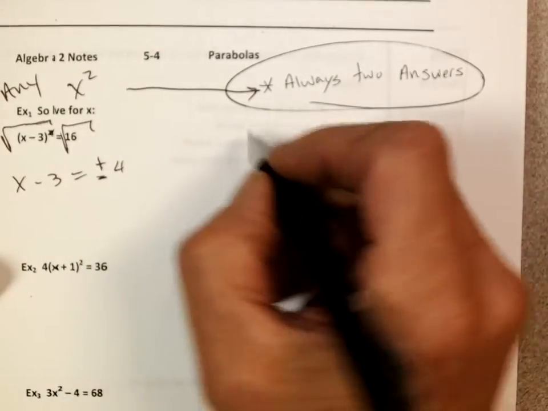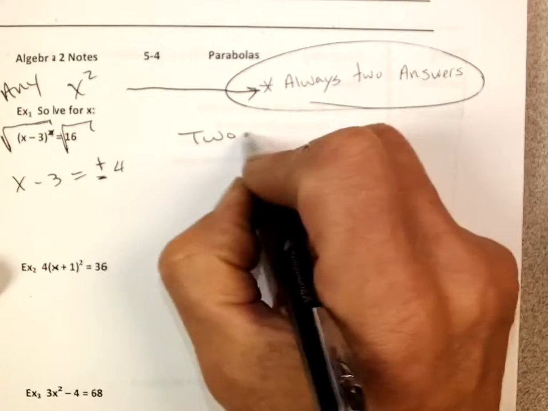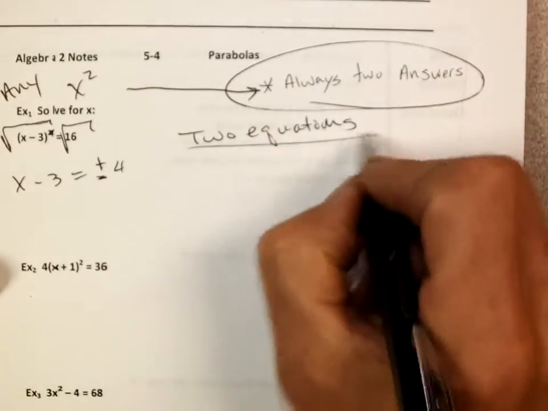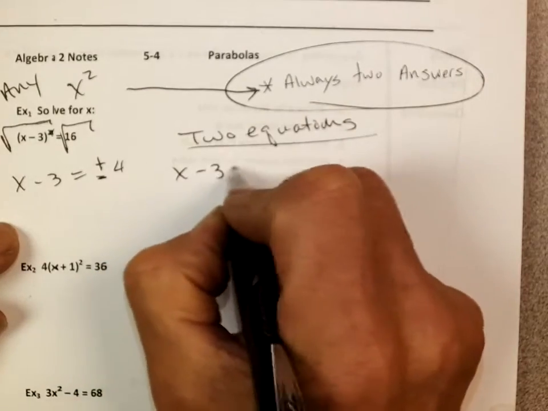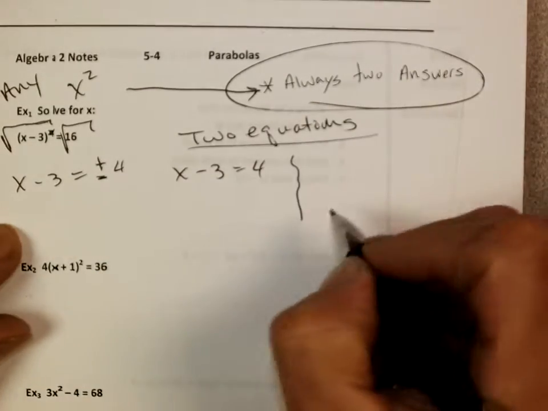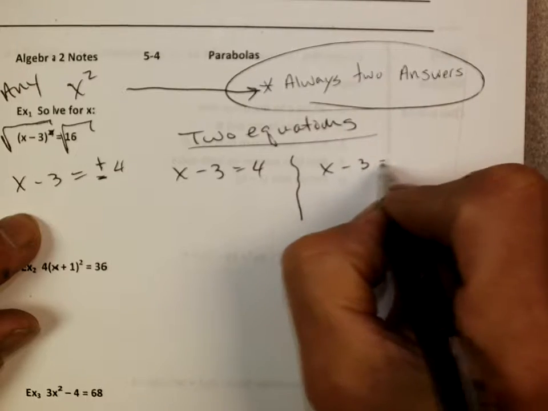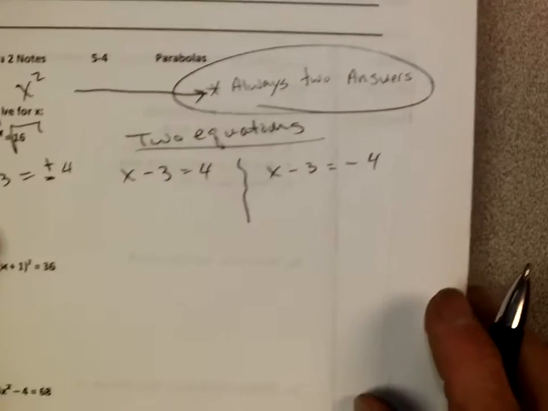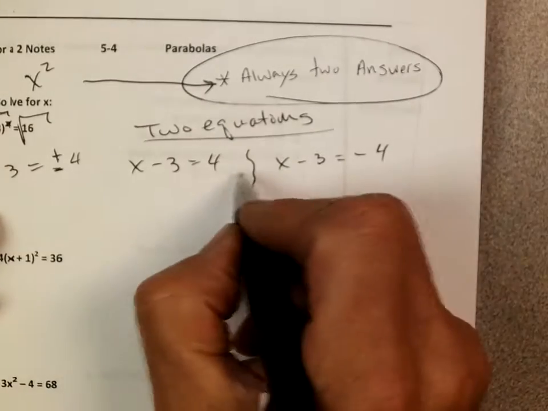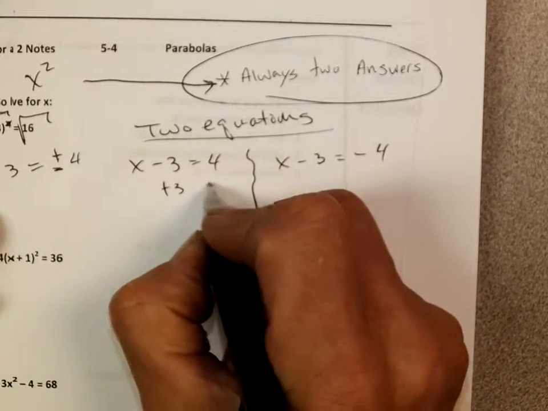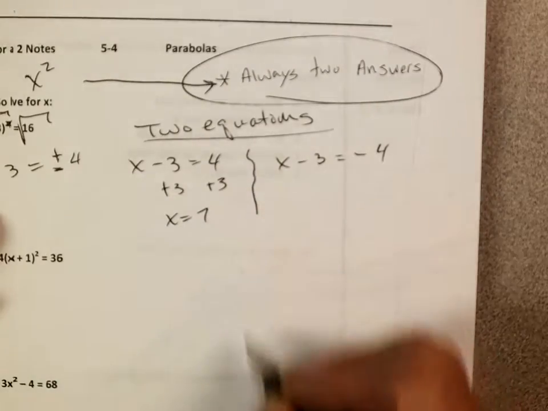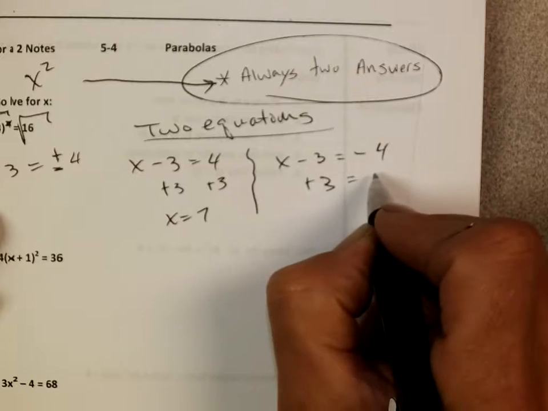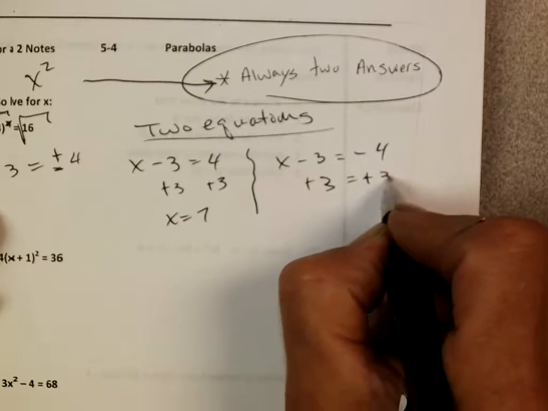Now, in order to get two answers, let's make two equations from here, okay? If we do two equations, one equation is just the x minus 3 equals the 4. And the x minus 3 equals negative 4. Okay? So if I'm going to solve then the two equations, it's pretty easy. I go plus 3 plus 3. I'm going to have x equals 7. If I go plus 3 plus 3, I get x equals negative 1.